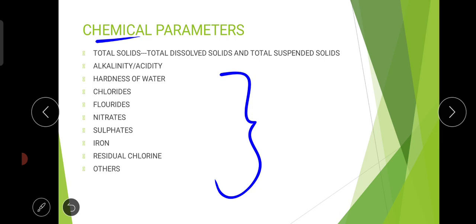Because of the calcium and magnesium ions, this hardness is caused. What is hardness? Hardness is nothing but the presence of calcium and magnesium ions. In layman's terms, we can say that we will get less foam when we apply soap or any detergent. So less foam will be evident like that.